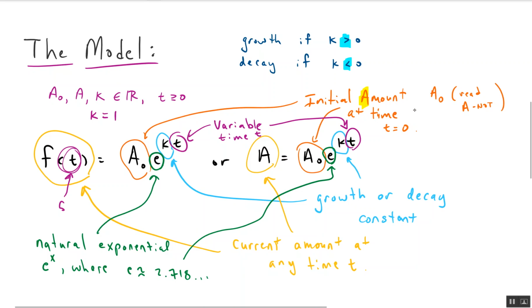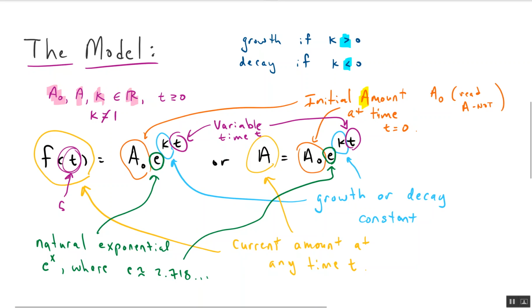And we're almost done. Almost done. We need to give you some definitions, though. A naught, A, and K. So A naught is the population at time 0. A is the population at any time after 0. And K is your population growth or decay constant. Those are all real numbers.